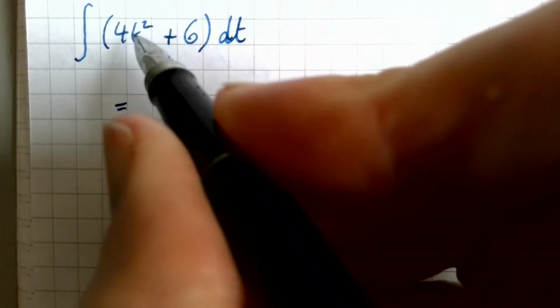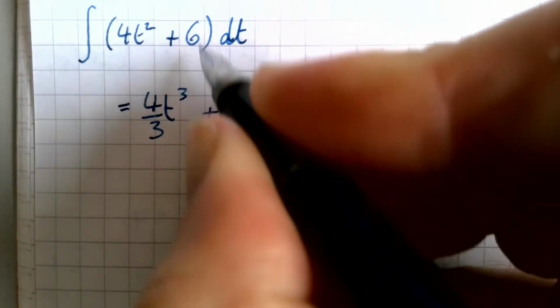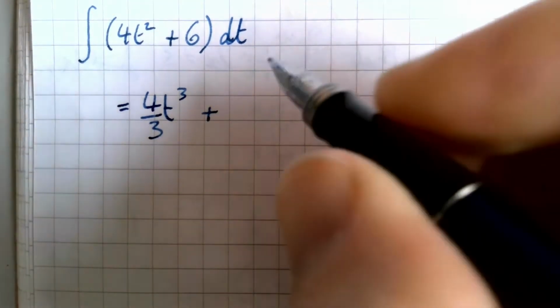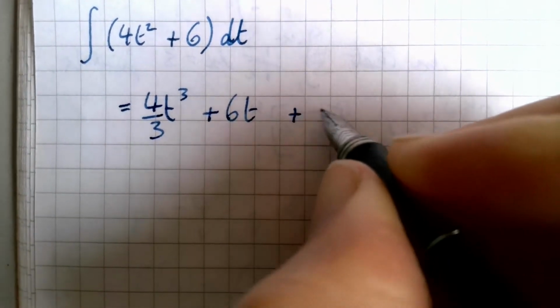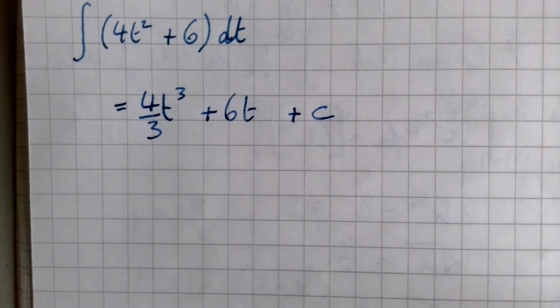So what we should have here, we're just thinking about the powers of t. Now that's going to go up to 3. I'm going to divide my 4 by 3. Then I've just got 6 normal things, so we're going to add a power of t, so it'll be 6t. And we still need the old constant at the end.